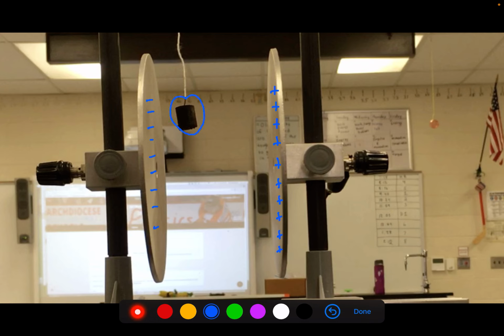What's going to happen is this object, since it's neutral, will be attracted to the negative plate. It'll pick up a charge and become negative. It'll then be repelled by the negative plate and attracted to the positive plate. This particle, this little black thing that looks like a marshmallow, is going to be accelerated by the charges on this capacitor. When it hits this plate, it's going to give up its negative charges and become neutral and then be attracted back to the negative.